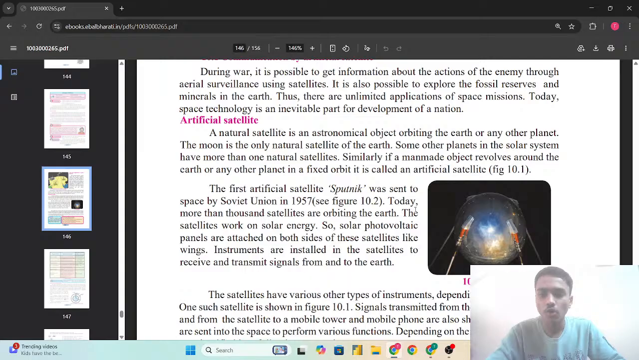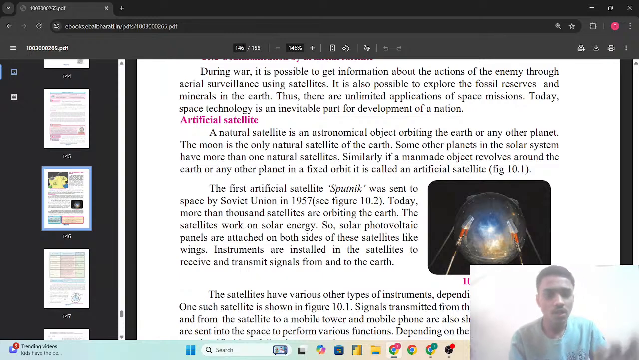Similarly, if a man-made object revolves around the Earth or any other planet in a fixed orbit, it is called an artificial satellite. So an artificial satellite is a man-made object that revolves around the Earth or any other planet.